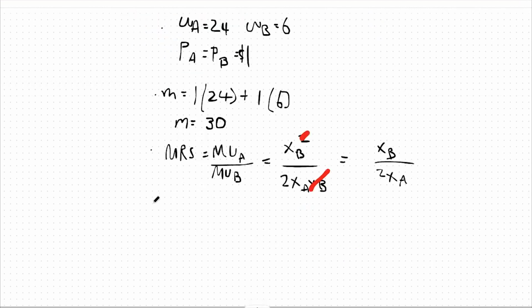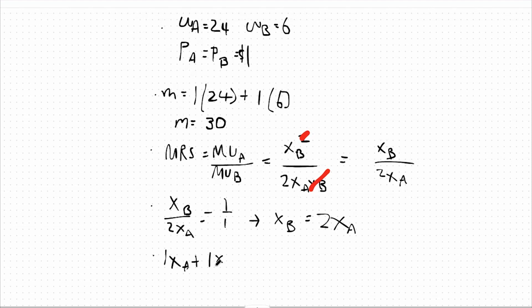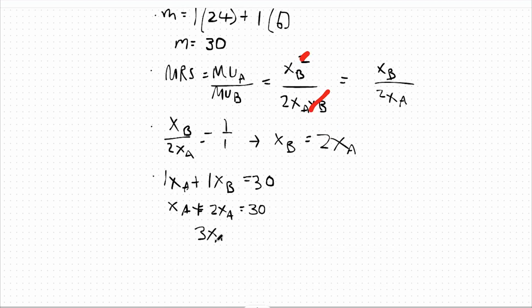From there, we set this equal to our price ratio, same as always. So XB over 2XA equals 1 over 1, or XB equals 2XA. We can then go to our budget constraint, which will be 1 times XA plus 1 times XB equals 30, and plug in 2XA where we see an XB here. So we can say XA plus 2XA equals 30. So 3XA equals 30.